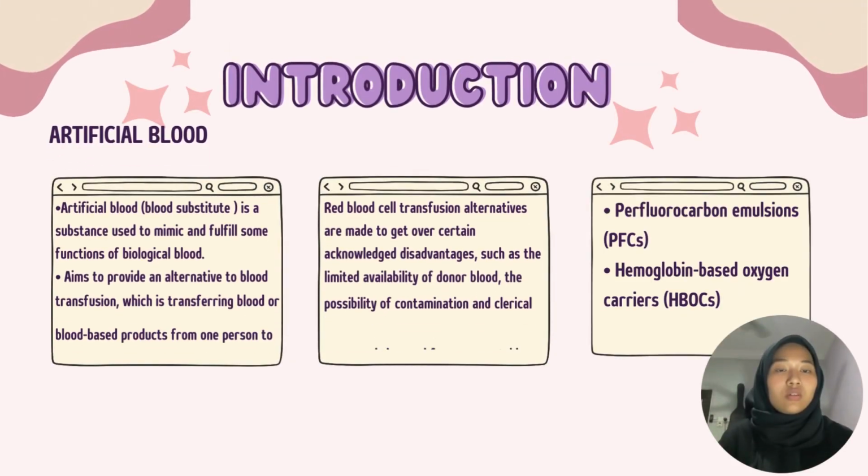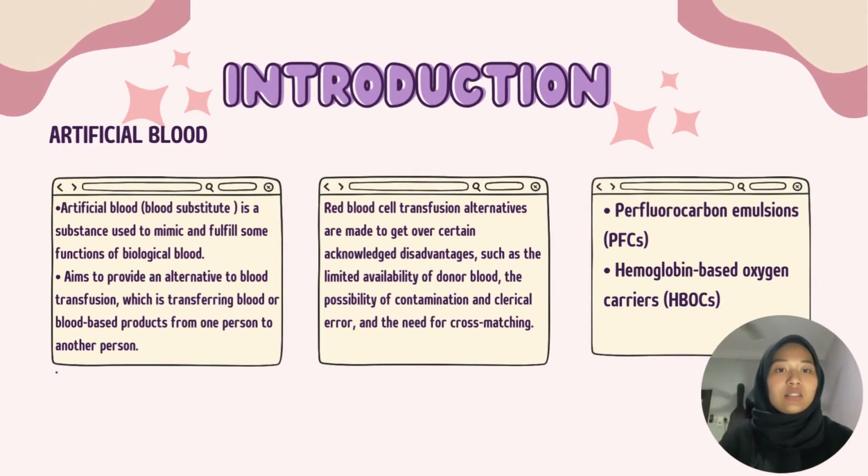Artificial blood, which is also called blood substitute or blood surrogate, is a substance used to mimic and fulfill some functions of biological blood. It aims to provide an alternative to blood transfusion, which is transferring blood or blood-based products from one person to another person. Artificial blood also can carry out the most vital function of blood, which is the transport of oxygen and carbon dioxide.